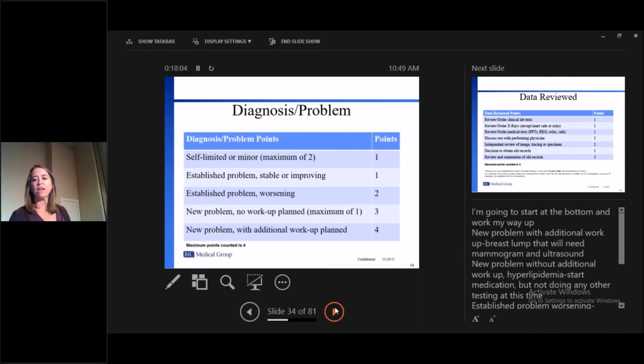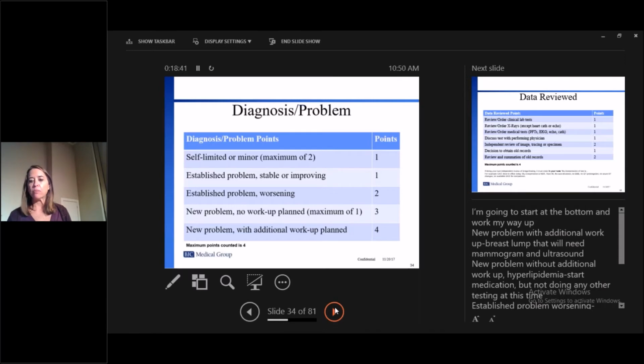So if I have somebody with a new problem with additional workup, this would be somebody who has a breast lump that's going to need a new mammogram and an ultrasound done. The diagnosis and problem section, the maximum points that you can get in this section is 4. Okay, so if you have a new breast lump or a new testicular lump, or something that's a new problem that's going to need to be worked up further, all you need is one diagnosis for the day, and you've got your 99214. Okay, because that's worth 4 points all by itself.